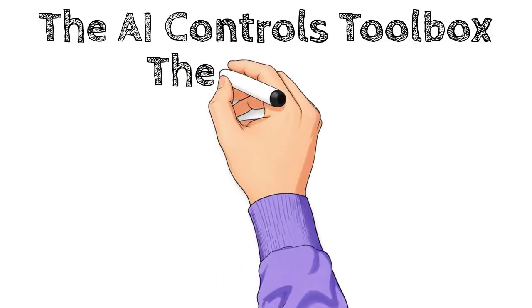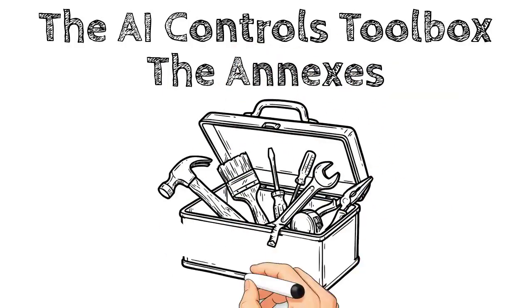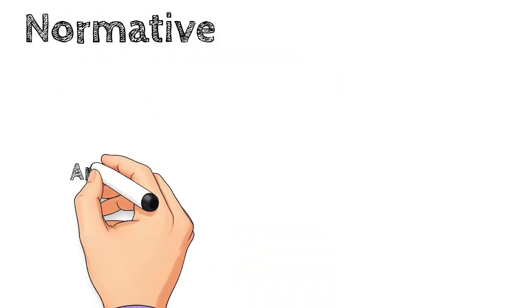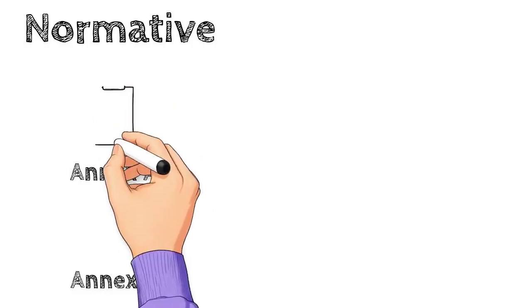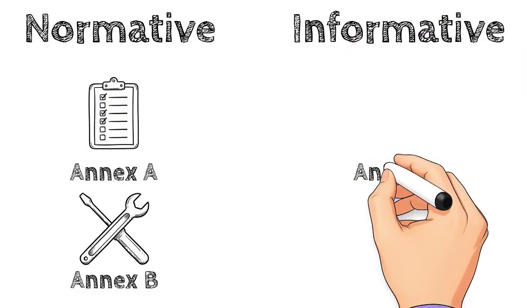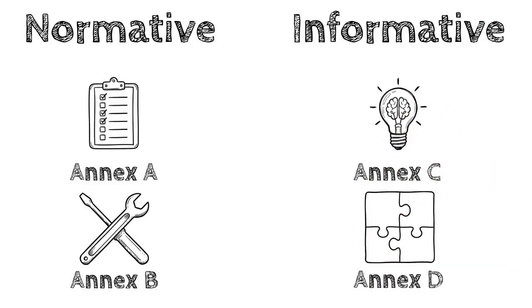But what about the specific, practical actions you need to take? Well, that's where the standards annexes come in. Honestly, the best way to think of them is as the toolbox you use to actually build and maintain your AI management system. We've got 4 of them. Now, Annexes A and B are what's called normative, which is just a fancy way of saying they are mandatory requirements. Annex A gives you a list of controls, and Annex B tells you how to implement them. Then you have Annexes C and D, which are informative. Think of them as helpful guidebooks filled with extra advice.